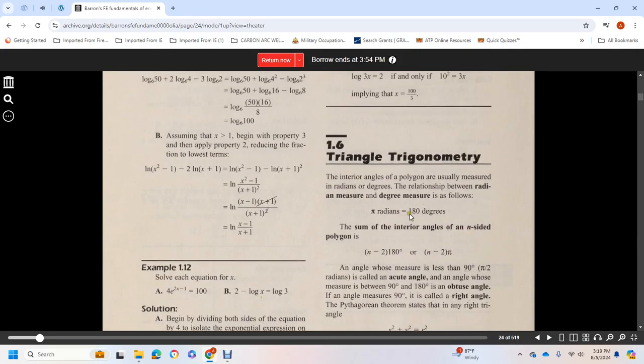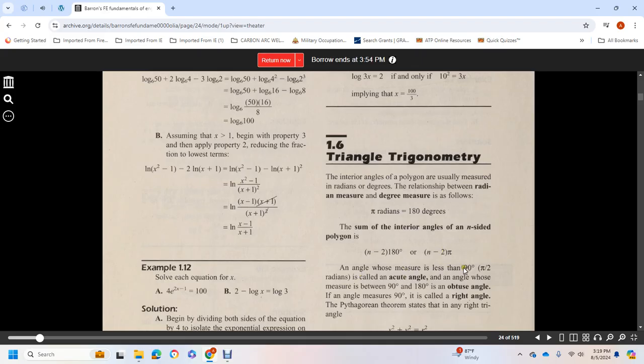And then we move on to triangle trigonometry. Interior angles of polygons are usually measured in radians or degrees. The relationship of radian measure with degree measure is as follows: pi radians is equal to 180 degrees. The sum of the interior angles of an n-sided polygon is n minus 2 times 180 degrees, or n minus 2 times pi.